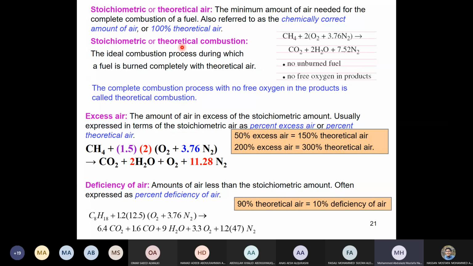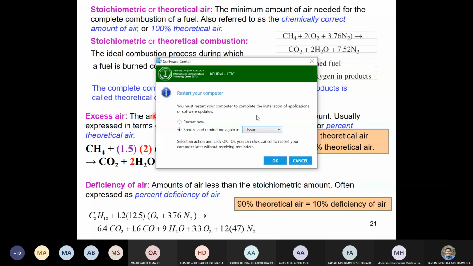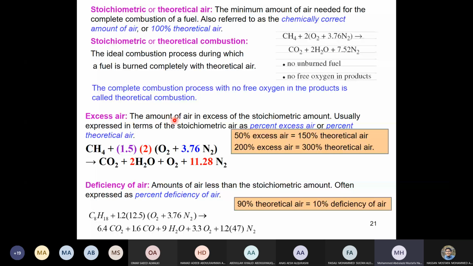Okay. Then we say here excess air. Excess air means that the amount of air is in excess of the stoichiometric amount. So now we have excess air. So I can say 50% excess air, which is the same as 150% of the theoretical air. So how do we write it here?